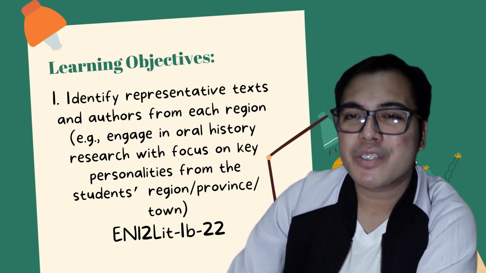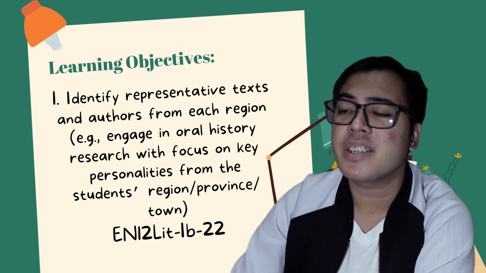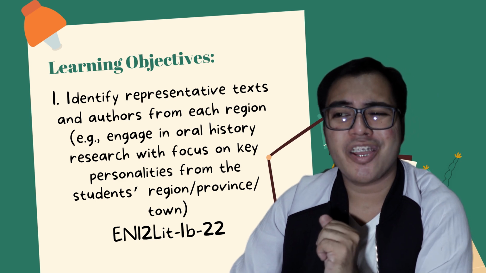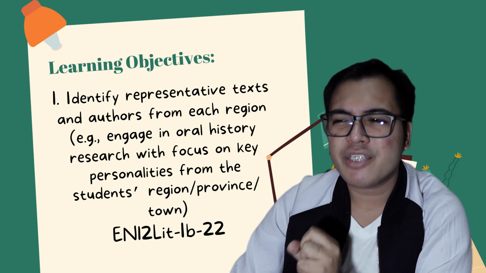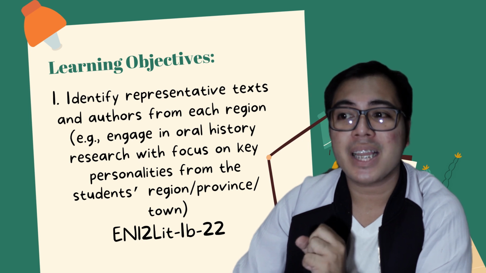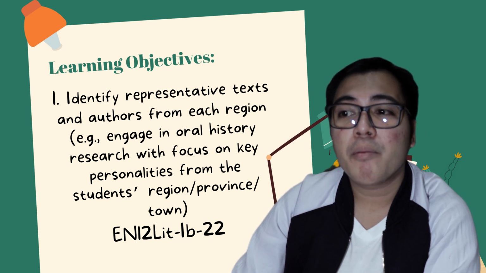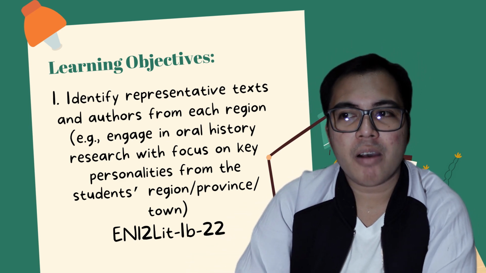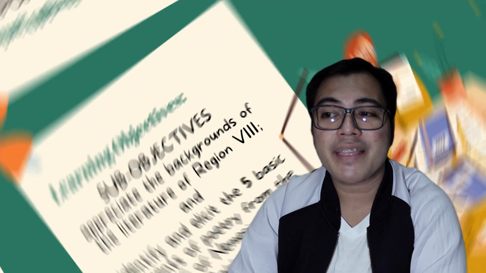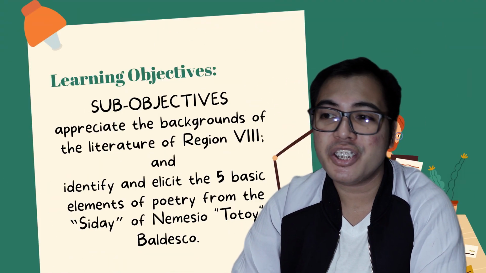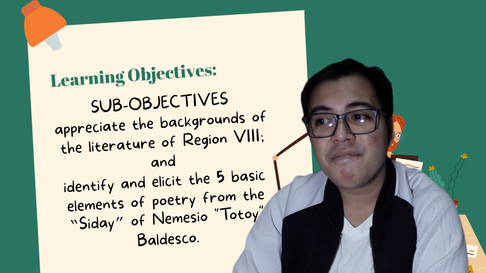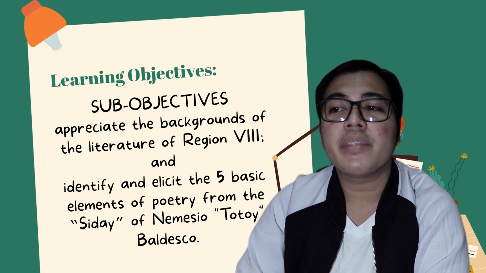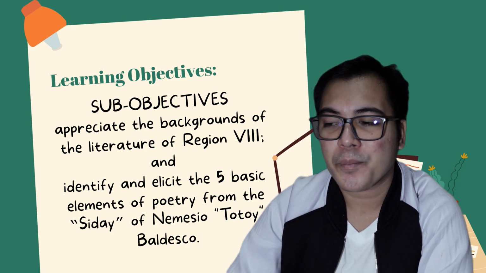For today's objectives, we will focus on identifying representative texts and authors from each region, and we will engage in oral history research with focus on key personalities from students' region, province, and town. And for our sub-objectives, we will learn to appreciate the background of literature of Region 8 and identify the 5 basic elements of poetry from the Siday of Nemesio Totoy Baldesco.